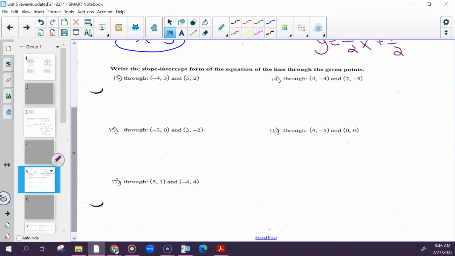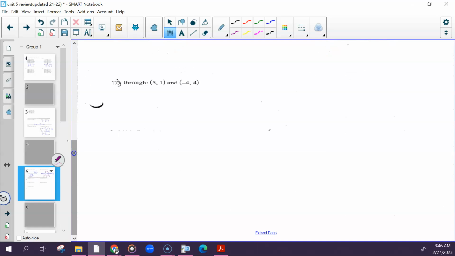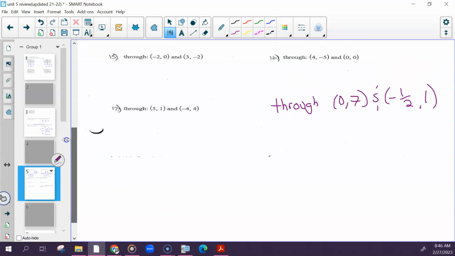If not, I'm going to have you add one more in this blank space. Through the points (0, 7) and (-1/2, 1). You can do that. So we'll do 16 first and then come back and do the one I just wrote.